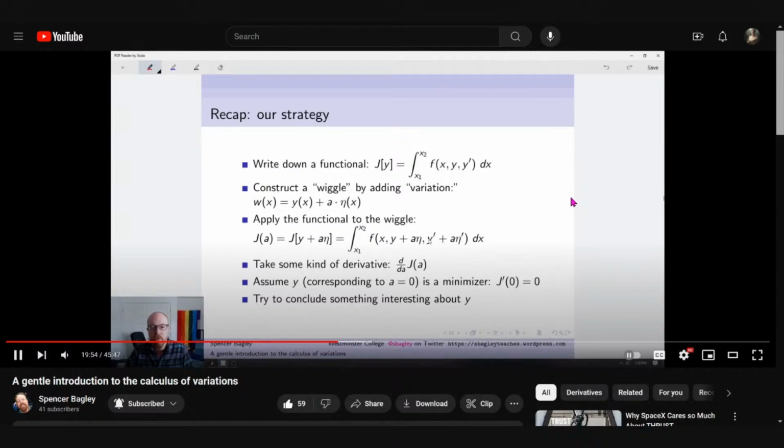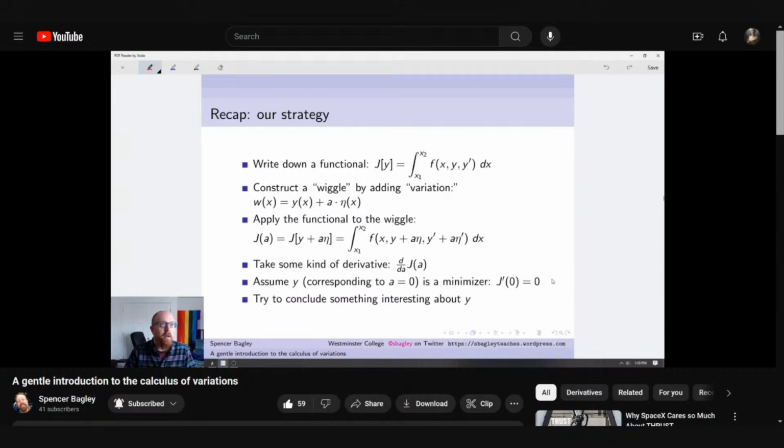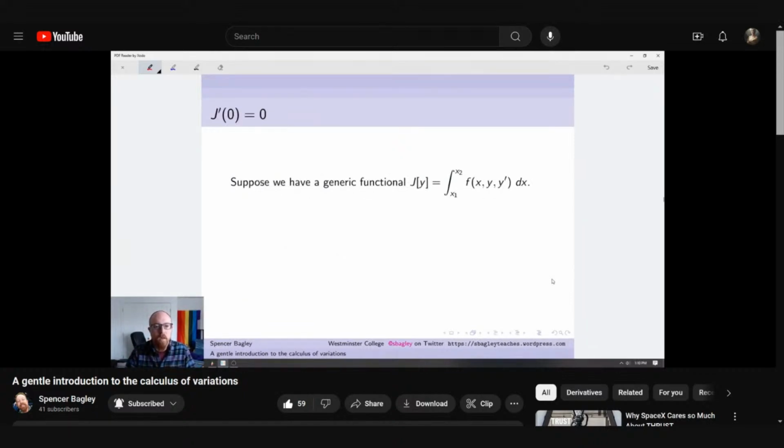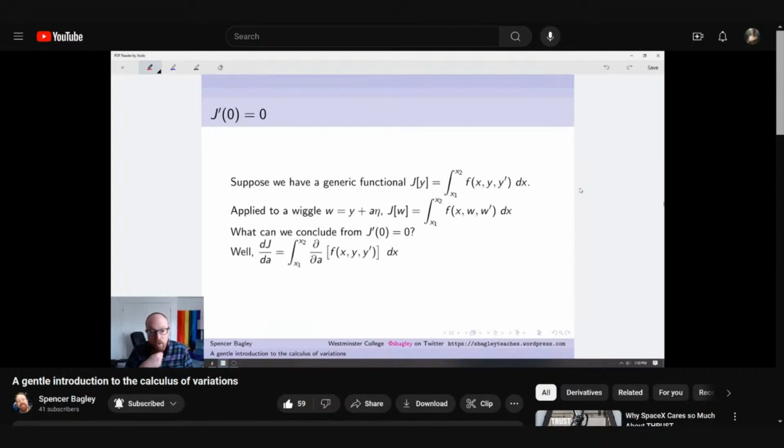Now that we've thought our way through this whole wiggle and variation thing and gotten to the fundamental lemma, I bet that we can apply this strategy more broadly pretty quick. So let's think about how we could do that. Let's say that we just have some generic functional with some generic integrand here. If we apply a wiggle and take the derivative, here is what we're going to get if we write down that J prime of 0 equals 0. Well, the derivative of J is the integral of the partial derivative, right? Differentiating under the integral sign. What is that partial derivative going to look like? It's going to be weird.